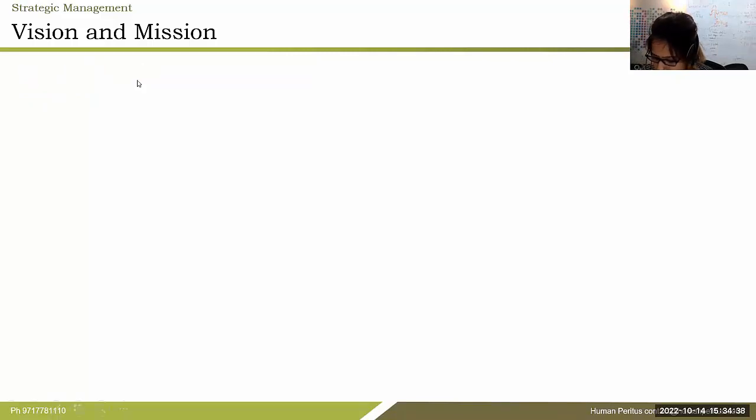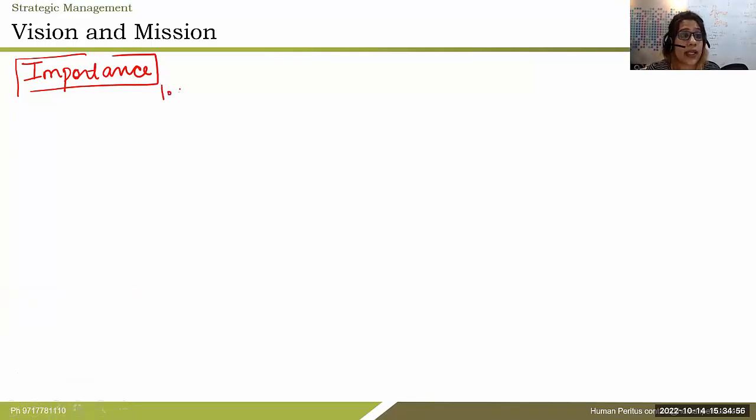Why are vision and mission important? So what is their importance? What does mission and vision do? They provide a consensus for the purpose of the organization.